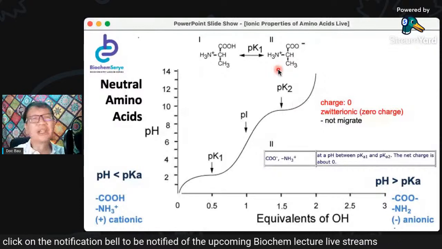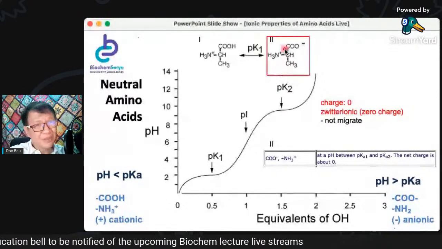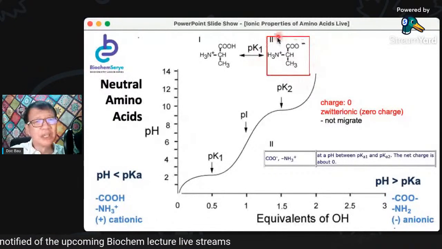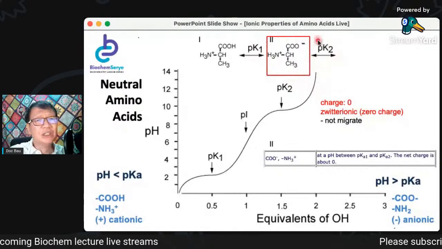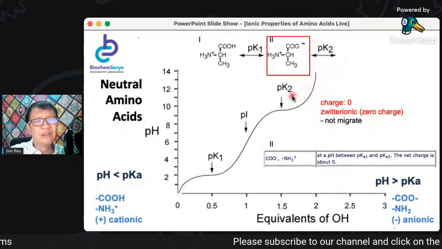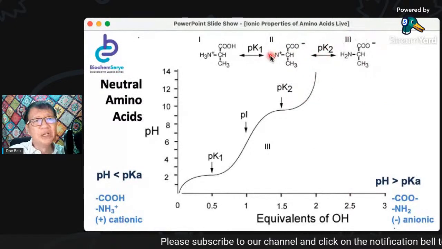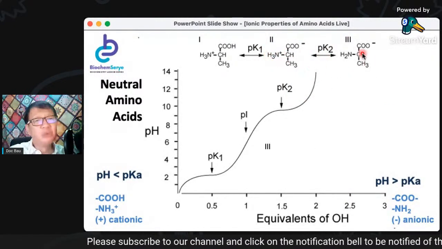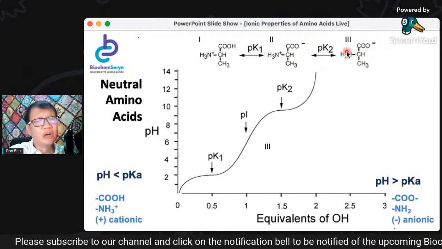It has to let go. So, sorry, that is your zwitterion, no? Zwitterion, zero charge. So the next step is what? No, you keep on adding your hydroxide. So what happens now? Your ammonium ion will deprotonate. No, your ammonium ion will now deprotonate.